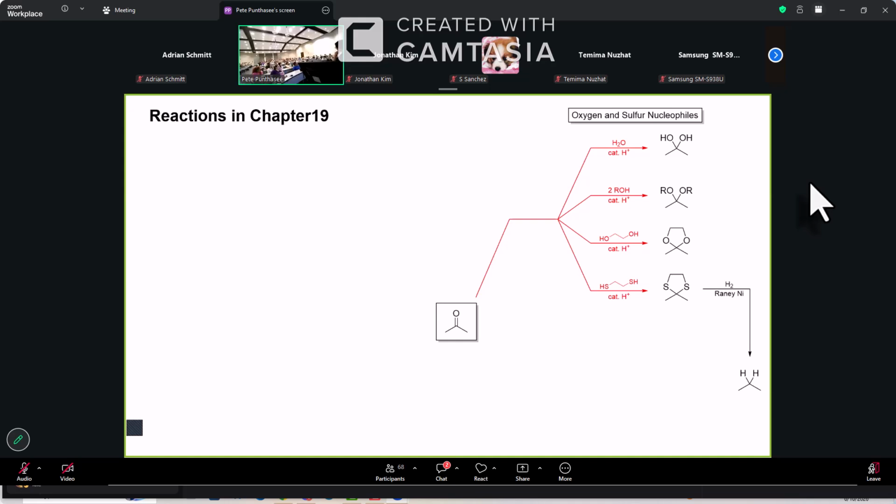Can you do acetal formation under basic condition? Yes, but the yield is not great. That's why I didn't teach you that. It can, it's just not great.